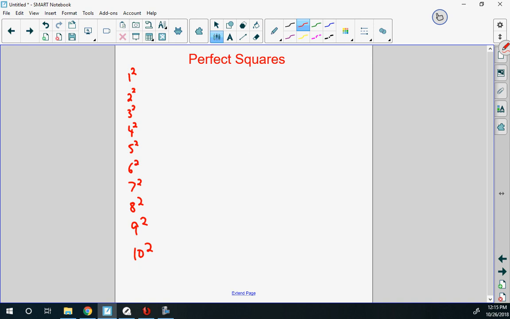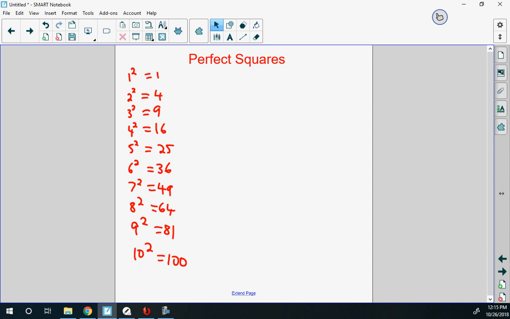So, of course, 1 squared is 1, 2 squared is 4, 3 squared is 9, 4 squared is 16, 5 squared is 25, 6 squared is 36, 7 squared is 49, 8 squared is 64, 9 squared is 81, and 10 squared is 100. I'll bet that half of the world's adult population could rattle those off.